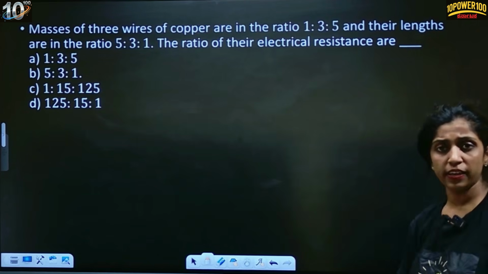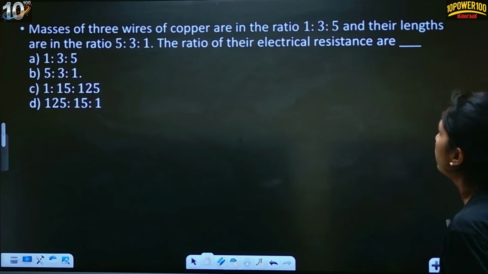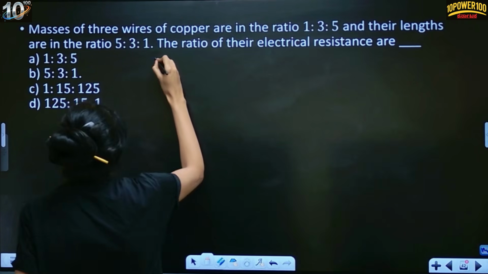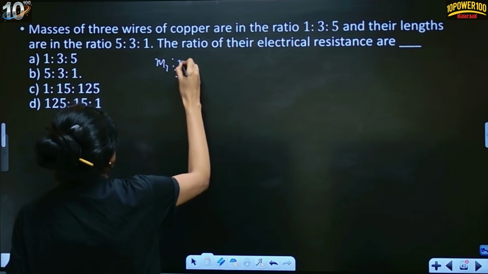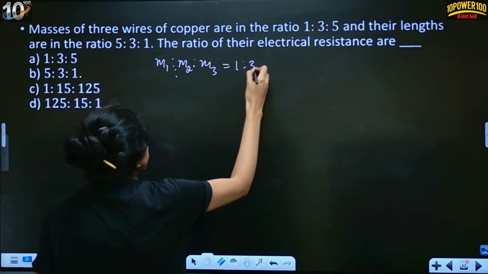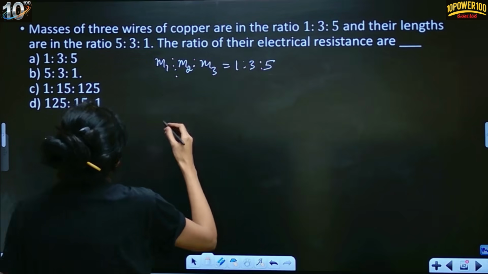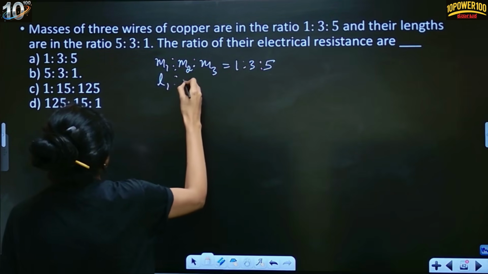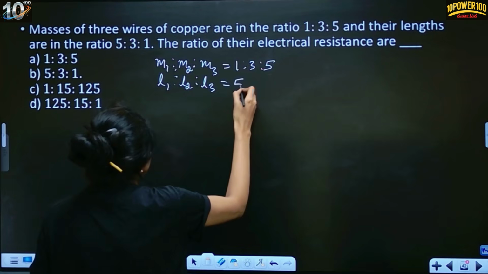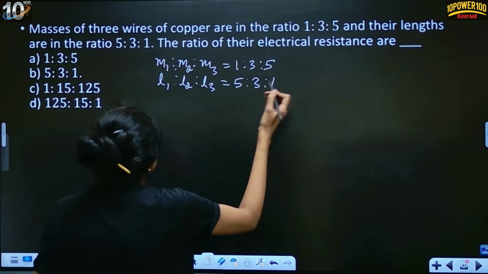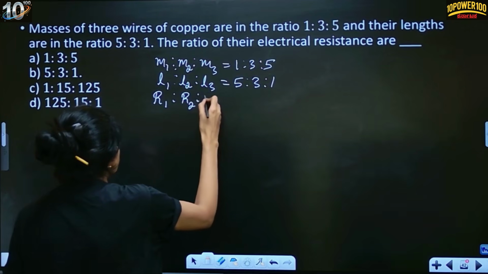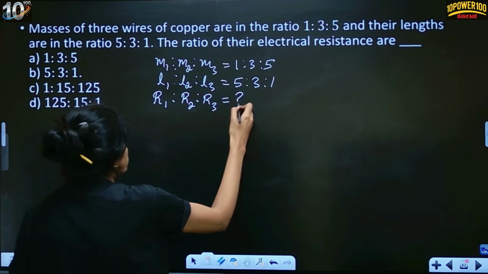Okay, masses of 3 wires of copper are in the ratio, let me write, masses in the ratio M1, M2, M3 equals 1:3:5 and their lengths are in the ratio L1, L2, L3 equals 5:3:1. Now they're asking us to find the ratio of their resistances. Fine.